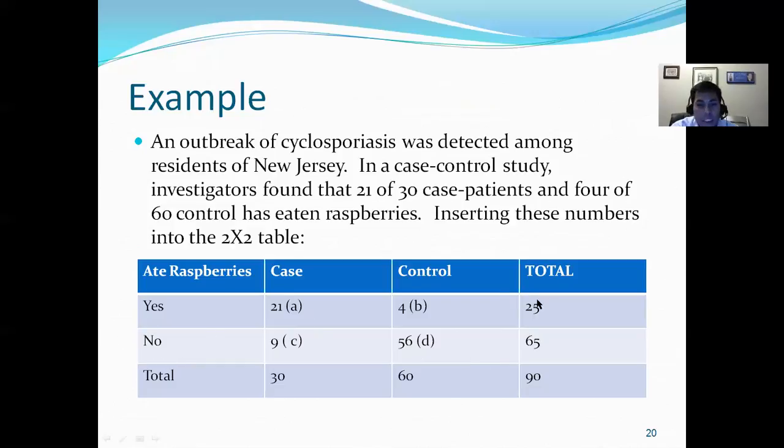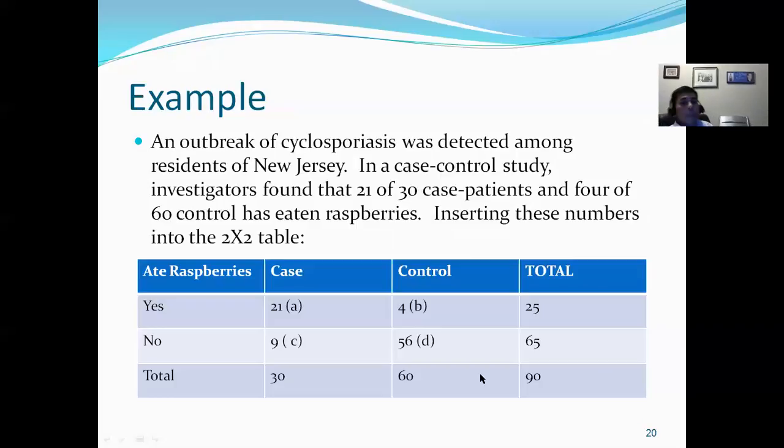And then you just simply add this number, 21 and 4, that's 25 there. 9 plus 56, that's 65. You also add here in the column 21 plus 9, that's your 30. And then you also add the column under your control, that's 4 plus 56, that's 60.